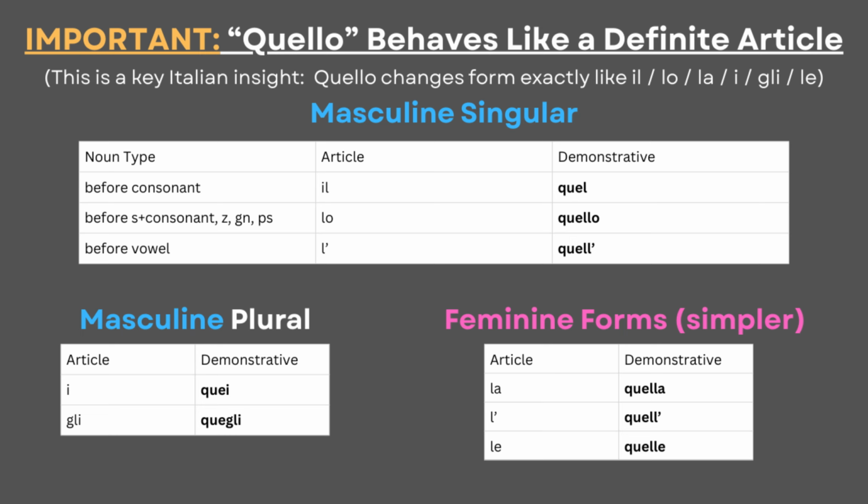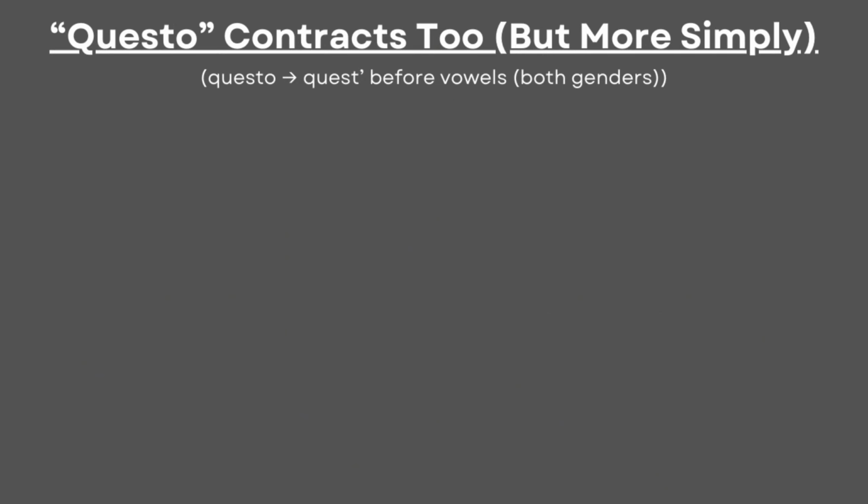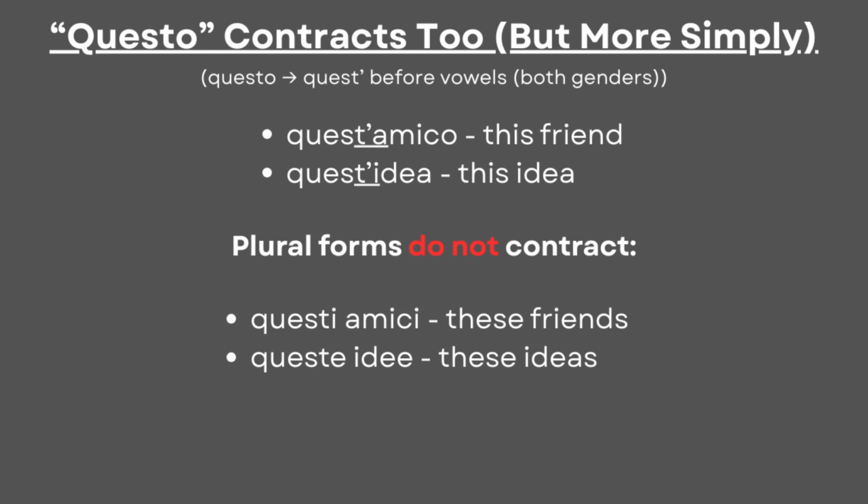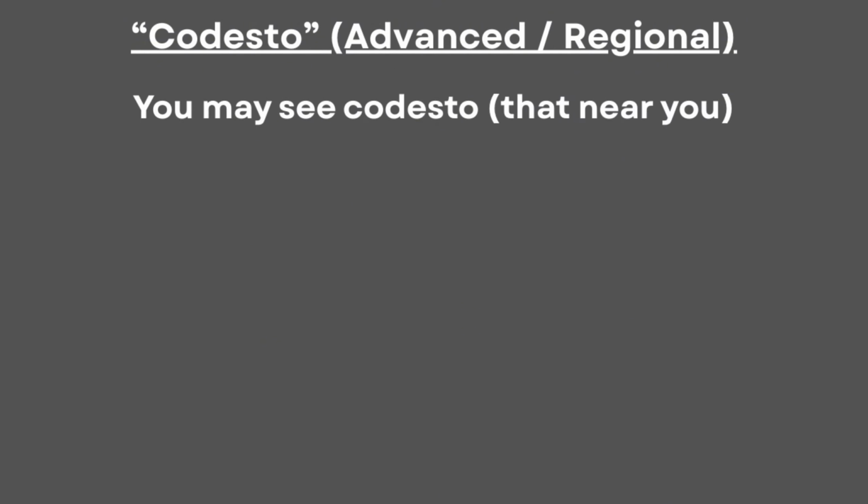At the same time, the demonstrative questo can also contract, but it does so more simply. Questo will change to quest' before vowels, and it applies to both genders, like saying quest'amico, quest'idea. However, plural forms do not contract, so we keep them as they are. Questi amici, queste idee.